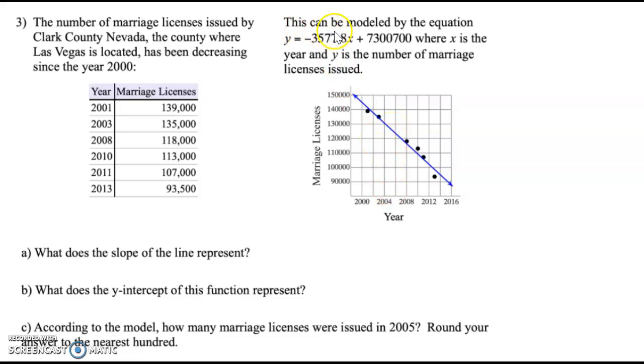So this can be modeled by the equation y is equal to negative 3,577.8x plus 7,300,700, where x is the year and y is the number of marriage licenses issued. Okay, so that means that they've actually used the computer. The computer has used these data points to come up with the equation here.